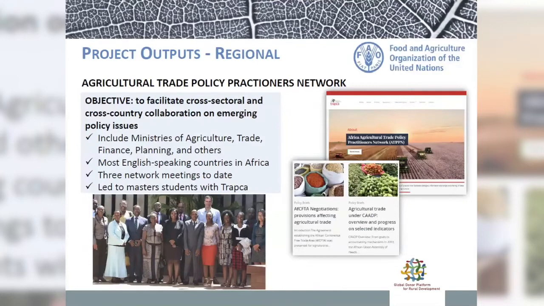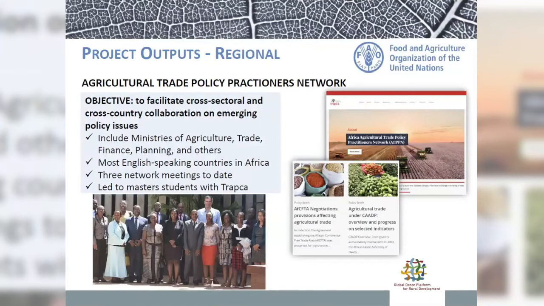We wanted to bring together policymakers mostly, but also people from other stakeholders in the country, and not only the countries, but also regions, because we had some people from regional economic communities, to bring them together and to give them the opportunity to discuss trade issues and to exchange on trade issues, because we think that this is the best way for them to find solutions on emerging issues.